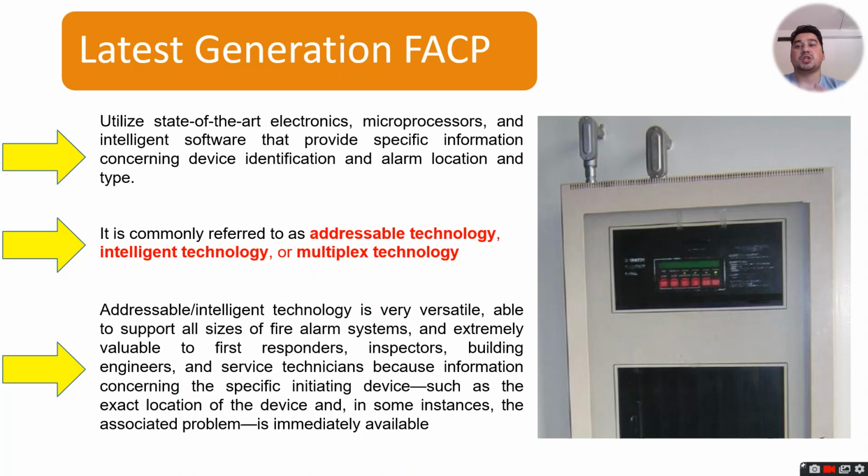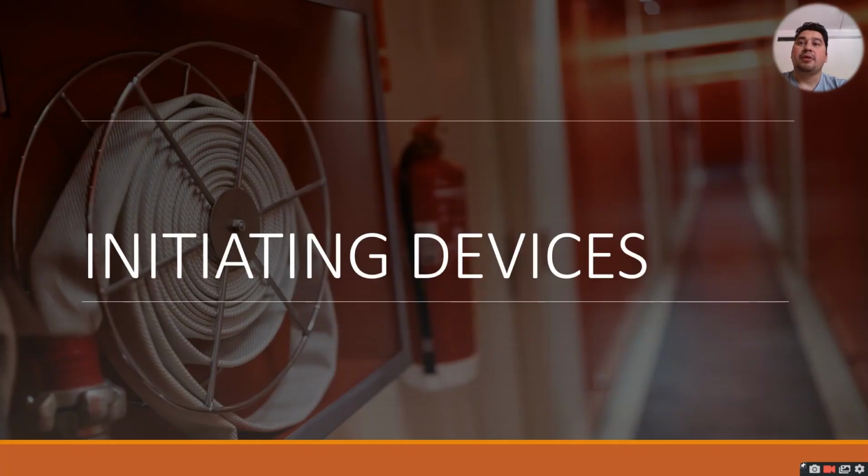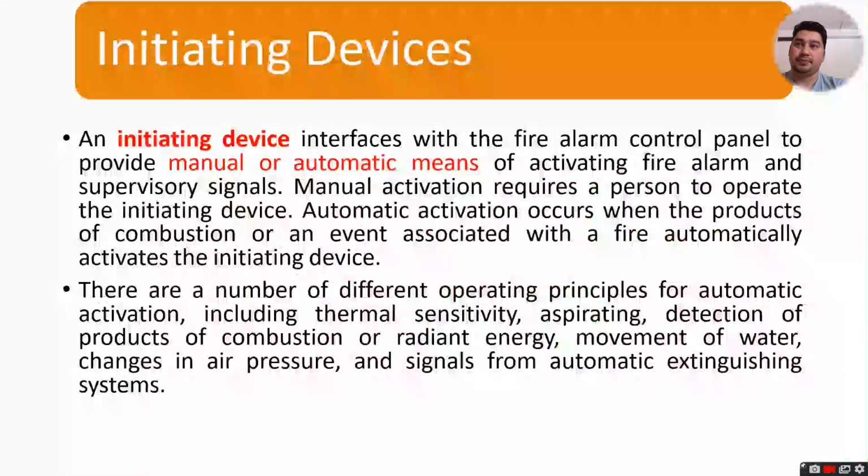If you know the location of the device, the area, and which device has the problem, you can take action adequately and quickly. So that is one of the most important advantages with this type of fire alarm control panel, the latest generation fire alarm control panels.